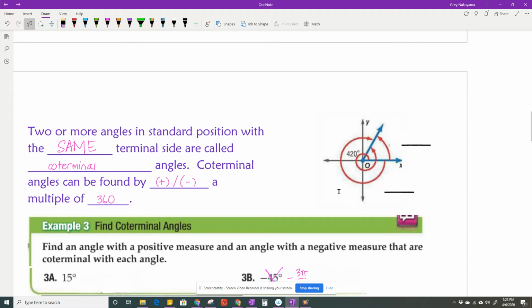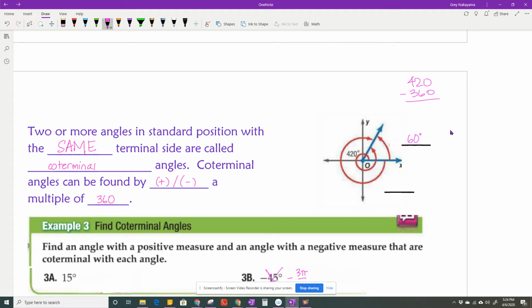So in this little diagram here, they show you initially what is 420 degrees, because they went all the way around and then they went another part. So how do you figure that out? If you take 420, just like we did, and subtract 360, then what do you get? 60 degrees. So we know 420 and 60 are coterminal angles.